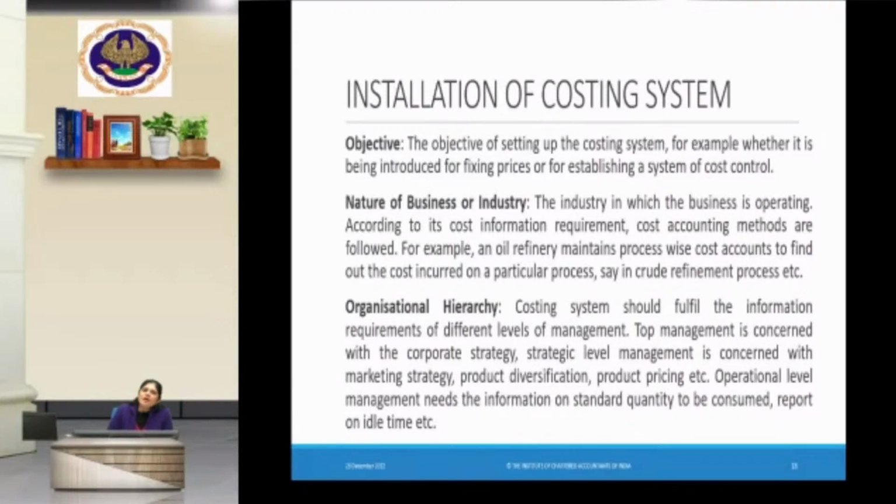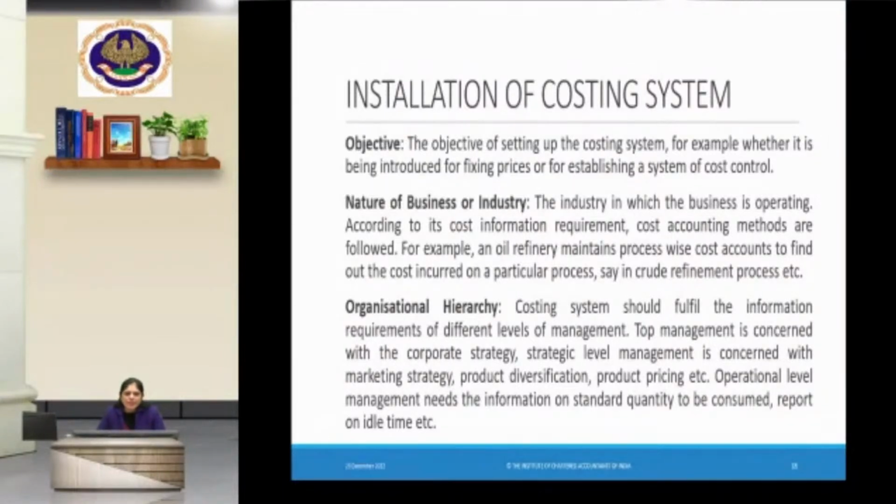But there are other factors which help in determining the selling price by the management, the final selling price. All right. Okay. Installation of costing system. So what are the requirements or prerequisites that the costing system should be installed? What type of costing system and what factors? It depends on what type of costing system we should install.